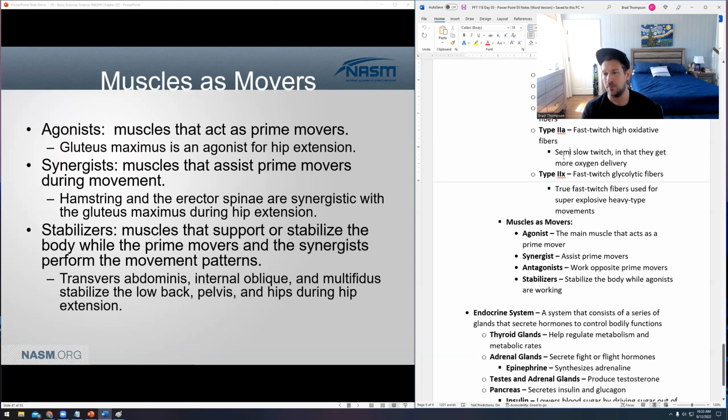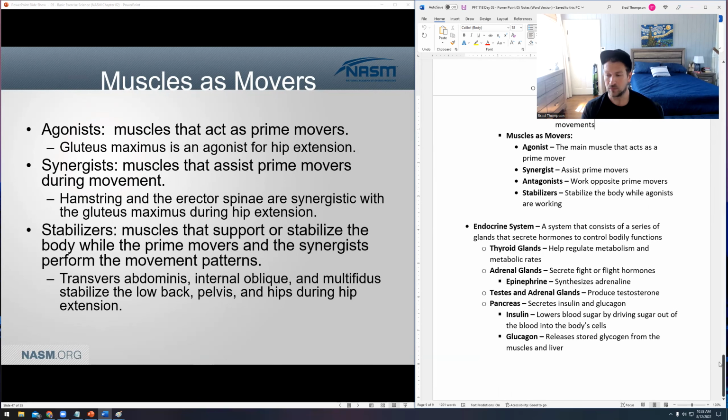So think of type 2A as like semi-slow twitch, but they're still very much a type 2 muscle fiber. And then think of type 2X as truly explosive, right? So that's the difference. Type 2A would be like a bodybuilder or an athlete. And type 2X would be like a strongman or a powerlifter.